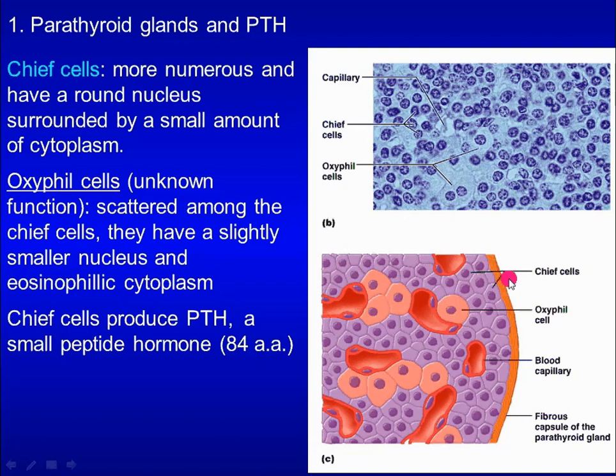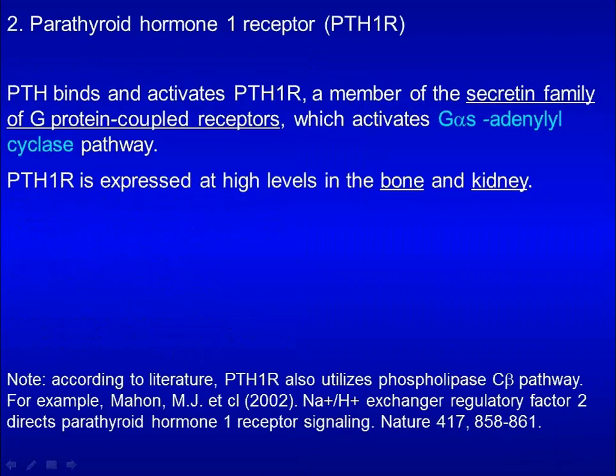Chief cells produce parathyroid hormone, a small peptide hormone. Parathyroid hormone, or PTH, binds and activates a receptor, PTH-1R. It is a member of the secretin family of G-protein coupled receptors. Activation of the receptor will activate the Gs and adenylate cyclase pathway. PTH-1R is expressed at high levels in the bone and kidney.